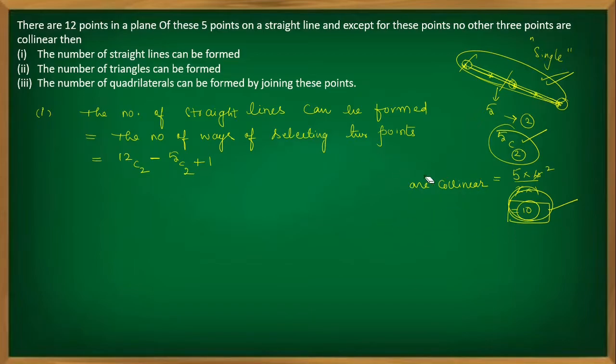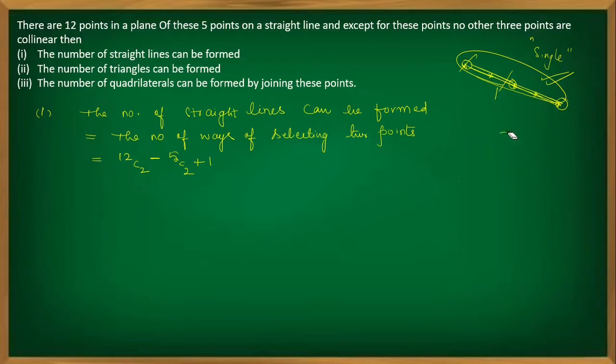So the number of straight lines that can be formed is 12C2 minus 5C2 plus 1. Why did we subtract 5C2? Because the 5 points are collinear. If you select any 2 points from these 5 points, you will get the same single line every time. Each pair gives you a single line, not 5C2 lines. So that's why we subtract 5C2 and then add that single line at the end, plus 1.